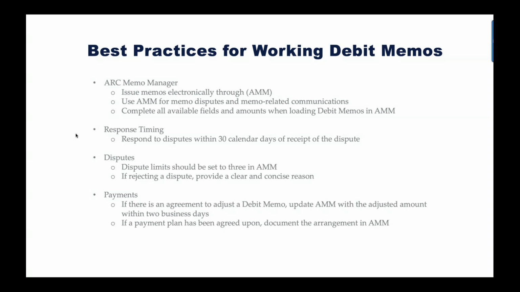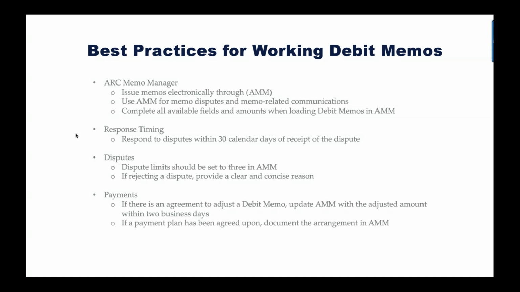Disputes: as an airline, you can set the limit on how many times an agency can dispute a specific memo. Best practice is to limit the dispute number to 3. So the agent should be able to dispute the memo 3 times. If you're going to reject a dispute, provide a clear and concise reason why the dispute is being rejected. So you want to make sure that the agency understands why the dispute is being rejected.